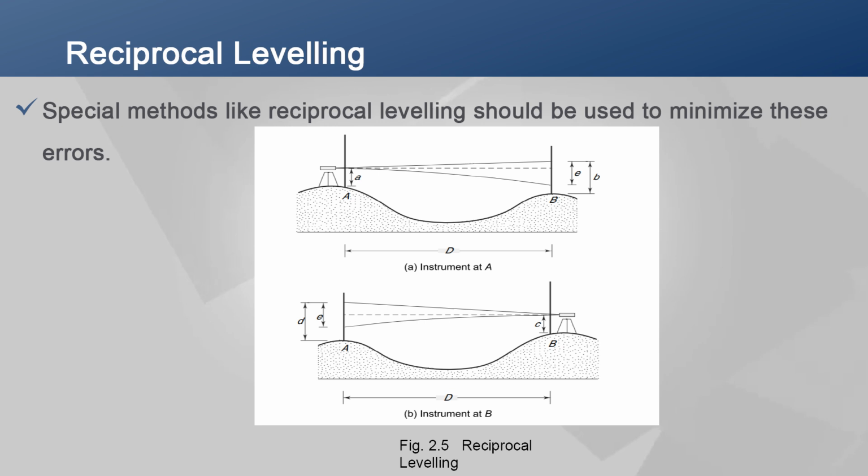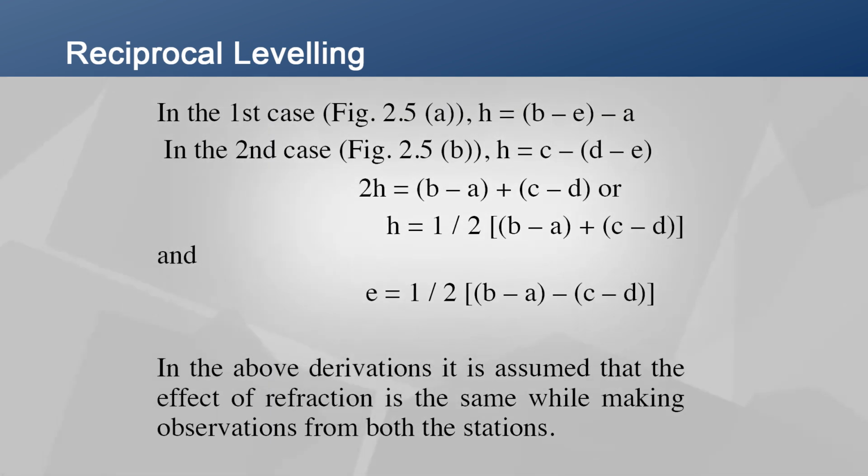Let H be the true difference of elevation between A and B as shown in the diagram. So, in the first case, that is in figure 1, H will be equal to b minus e minus a, whereas in the second case, that is in figure 2, H will be equal to c minus d minus e. Adding both the above equations, 2H will be equal to b minus a plus c minus d, which can also be written as H equals 1 by 2 times (b minus a plus c minus d).